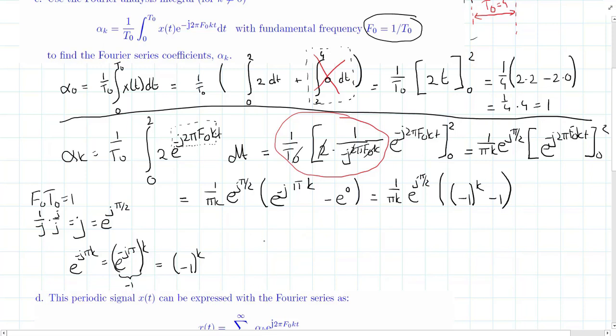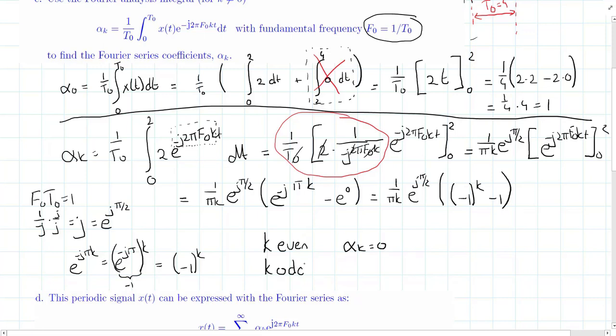In the case that k is even, we would get that our minus 1 to the power k, so for example to the power 2, would be positive. And then we have 1 minus 1, which is equal to 0. So in the case where k is even, our alpha k is equal to 0.